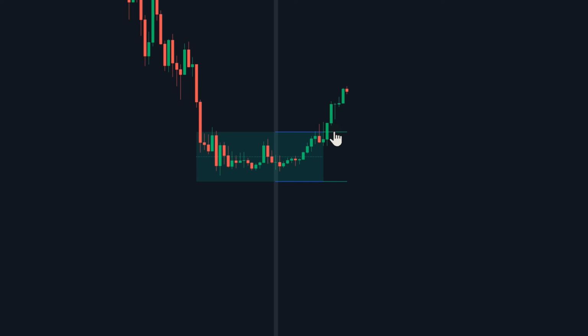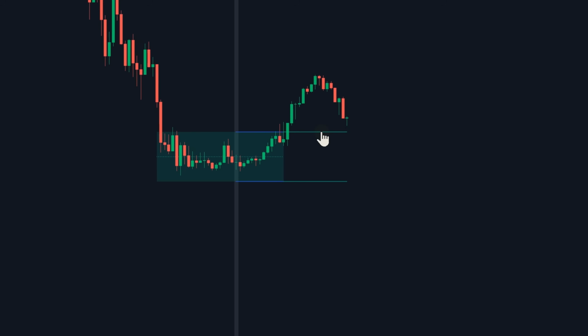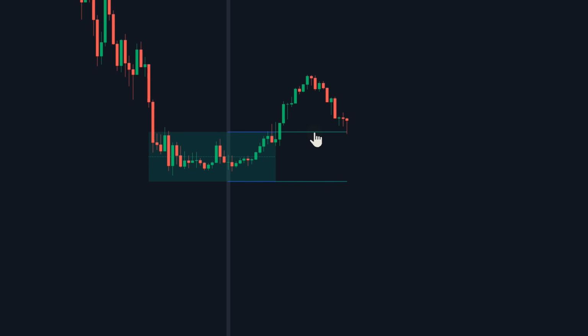Now, as you can see, the upper and lower range extremities have changed color to green. This is because the price broke and closed above the upper range extremity. We can also see that the range color changed from blue to green. The midline is also colored green. We can also see that the range extremities are extended to the right, which is very helpful because they can serve as areas of support and resistance.